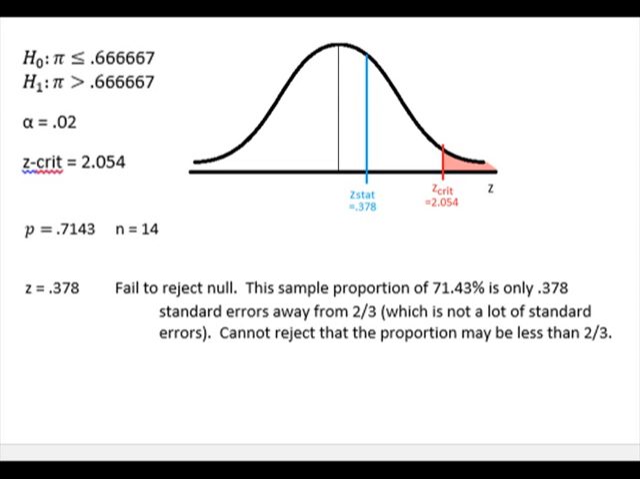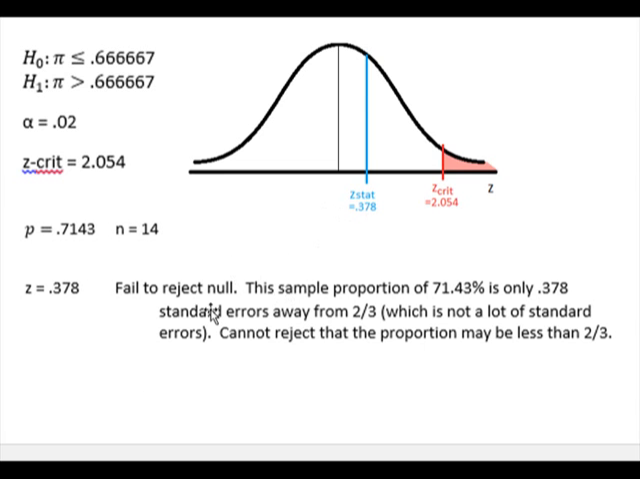And here are the results. Based on our sample of 14 observations, we found that 10 out of the 14, which is about 71%, said yes, which is slightly above the null hypothesis of 2/3. However, based on standard errors and some formulas that we used, the z statistic is only 0.378, which is not very far away from the null hypothesis level of 0.67.